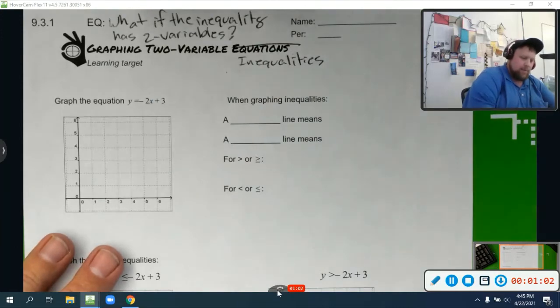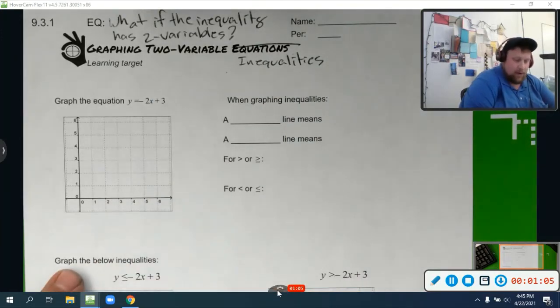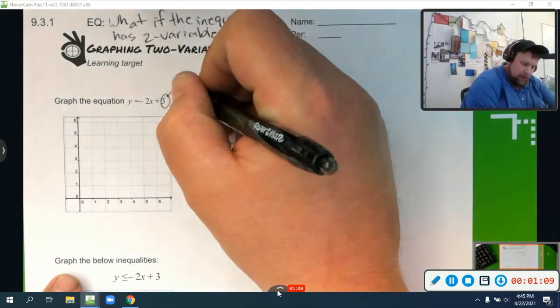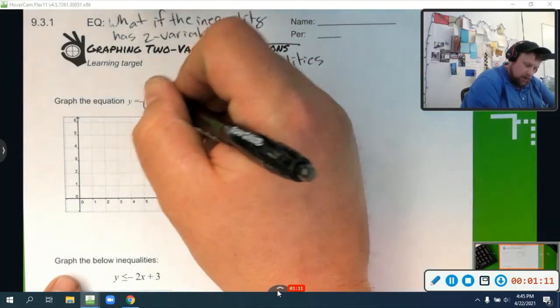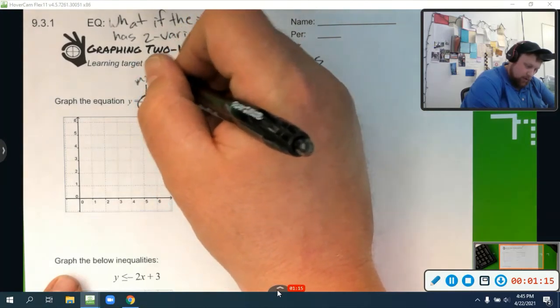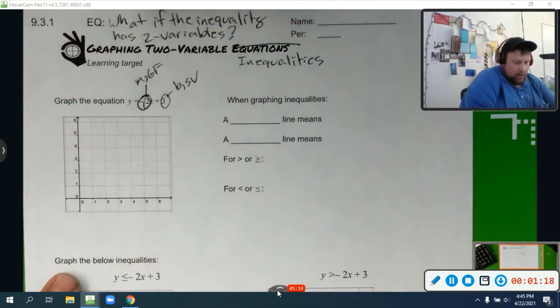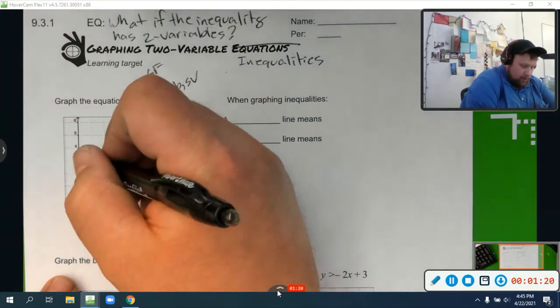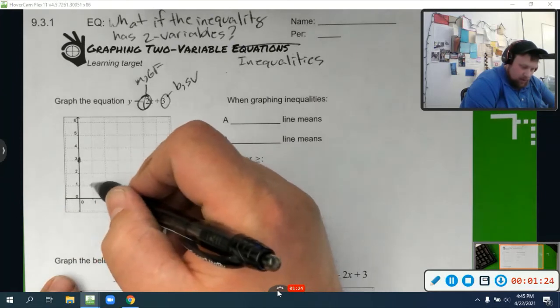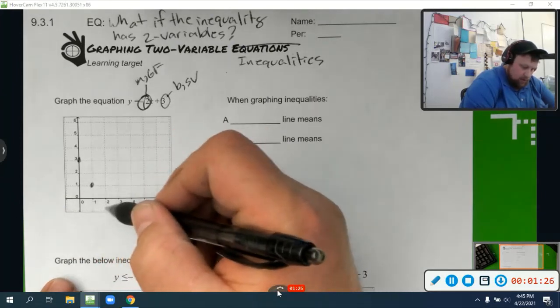All right. But first, we are going to graph the equation y equals negative 2x plus 3. Don't forget, this is my b, or start value. This is my m, or growth factor, right? So if it starts at 3, go up to 3, and my growth factor is negative 2, so that means go down 2 over 1. I'm going to do it once more, down 2 over 1.